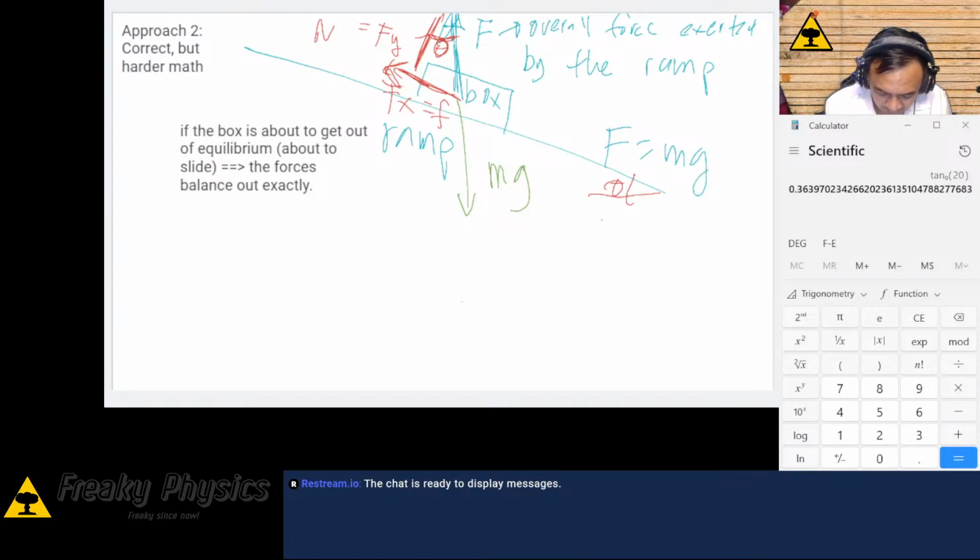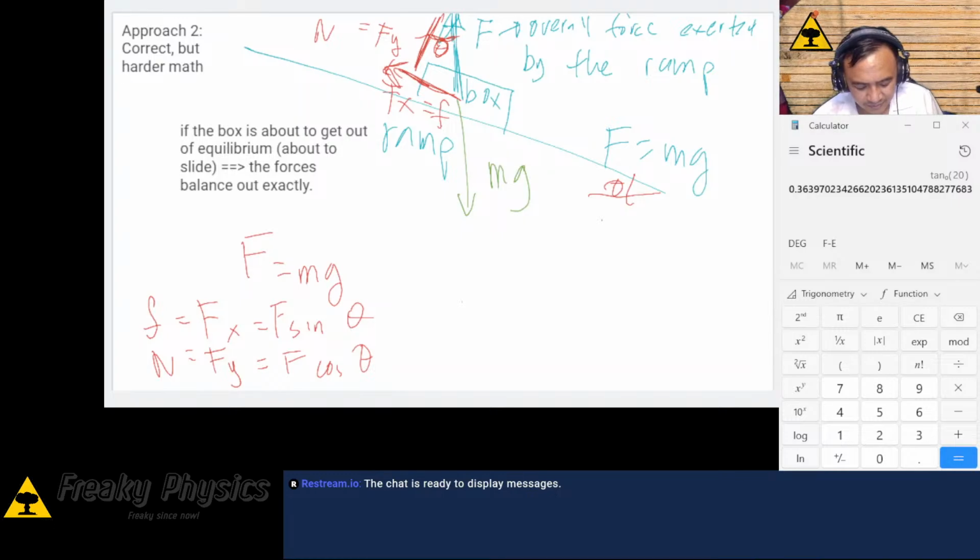So let's write that again. We have F equals mg. What is Fx equal to? Fx is equal to F sine theta, right? And then finally Fy is going to be F cosine theta. Of course, we'll label that now. That's the frictional component, and this is the normal component.